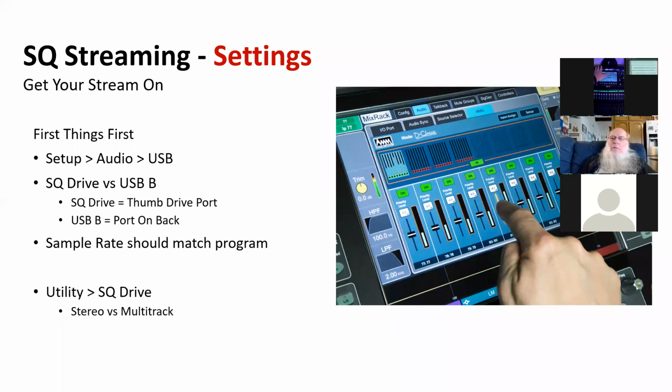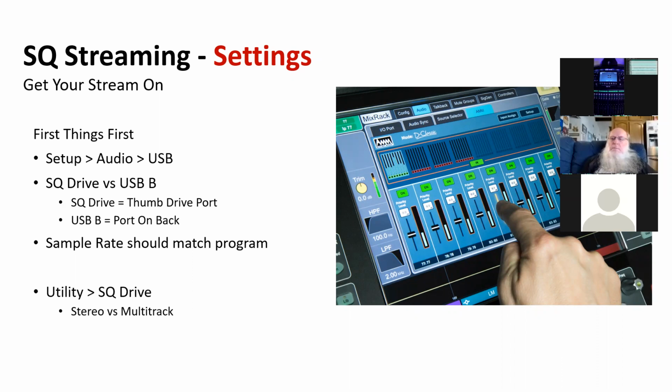We need to make sure and pick which USB mode we're on. And you have 2 options. You can do USB-B, which is going to be that port on the back. And then we also have SQ drive, which is going to be that thumb drive, that key drive, however you'd like to phrase it, on the front of the console. I think it's right over here, just off shot. So we will want to do USB-B. That's what I'm plugged in right now.